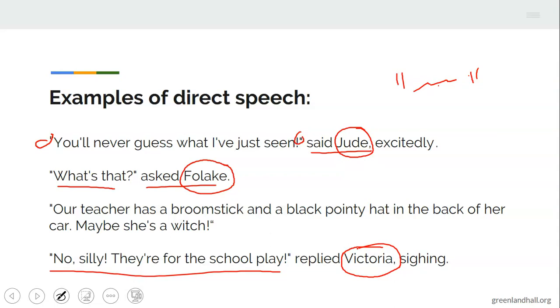In direct speech, what the speaker said exactly would be in quotation marks, or what we can call inverted commas. And that's what we are seeing here on the screen. So these are some examples. You can also have more examples. You can play around, and I always tell you guys, you can make it fun. Create more examples by yourself. So we have seen about 4 examples here, and Jude, Folake, and Victoria are the real speakers of these words. So we'll move on to the next one.